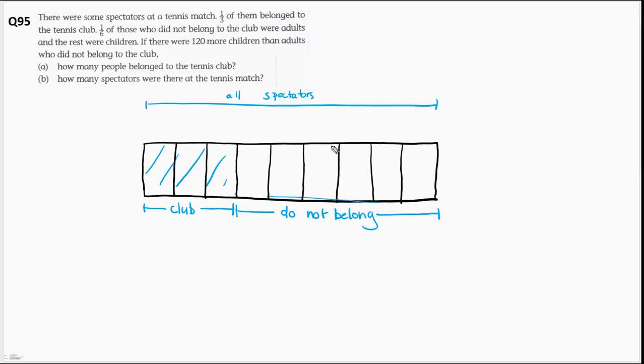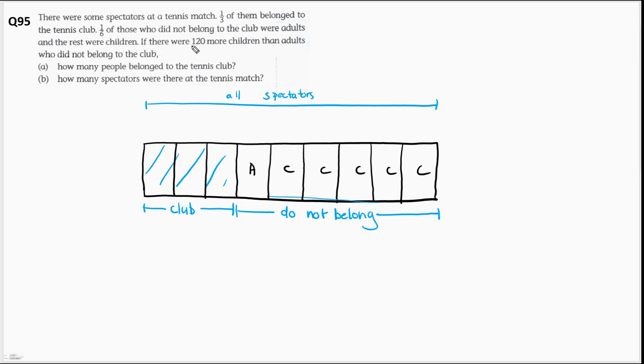All right. So 1/6 of the people who do not belong to the club are adults. Okay. I'm just going to write that in here. Here we go. Adults. And the rest were children. So children, children, children, children. Okay. I think we've got everything.